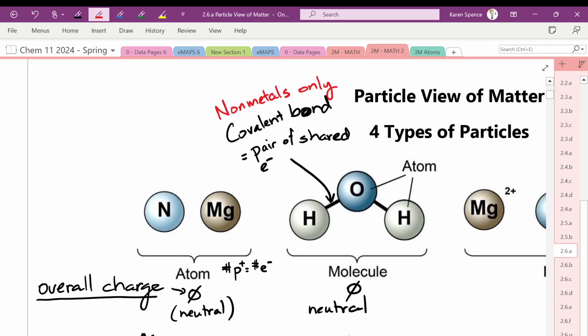Okay, so we have atoms. Their overall charge is neutral. We have molecules, which is nonmetals only. They're attached by covalent bonds, which are pairs of shared electrons. And they are neutral because no one has given away any of their negative charge, given away electrons. No one has taken electrons.